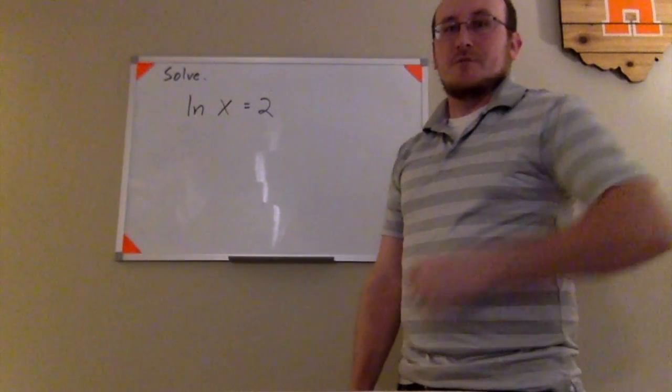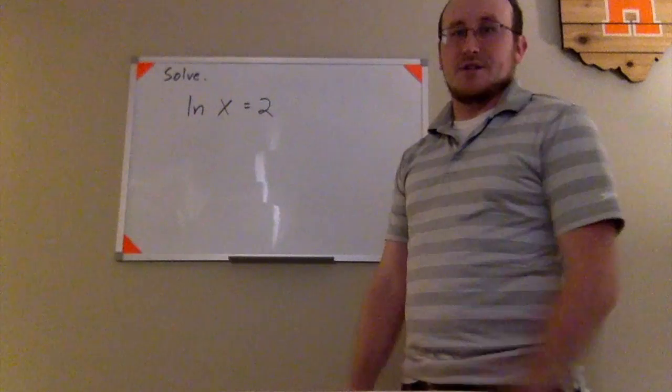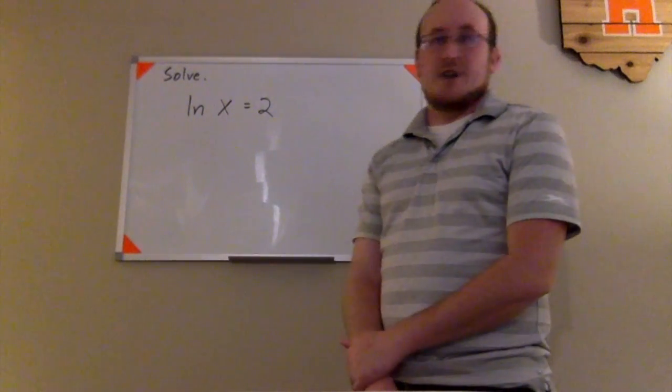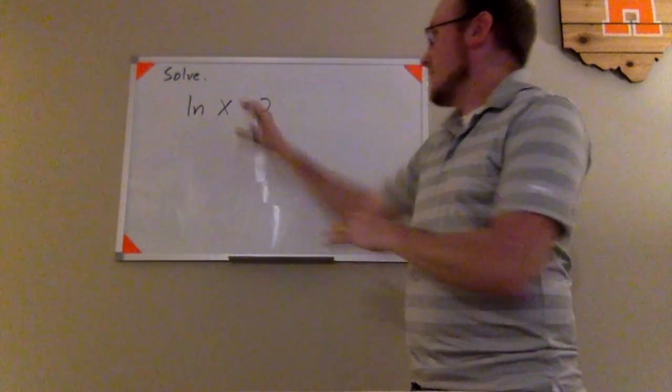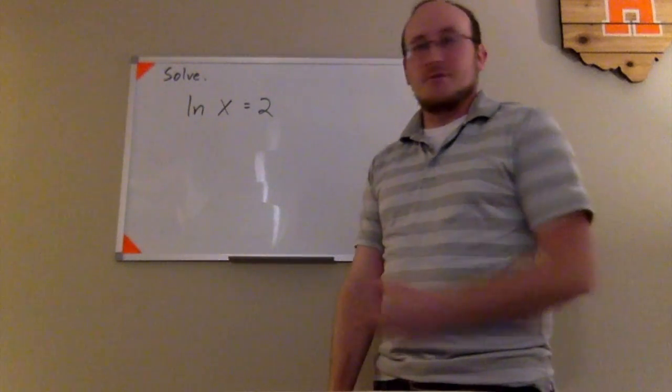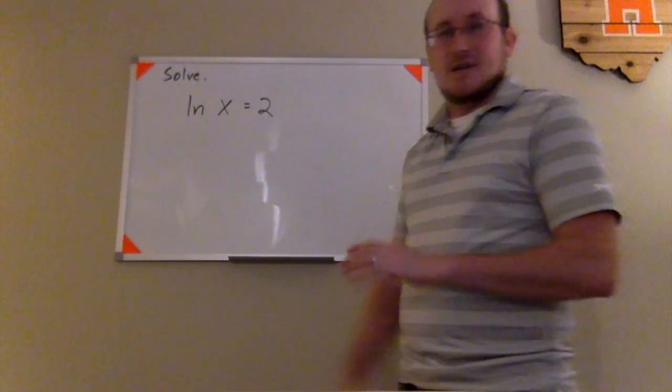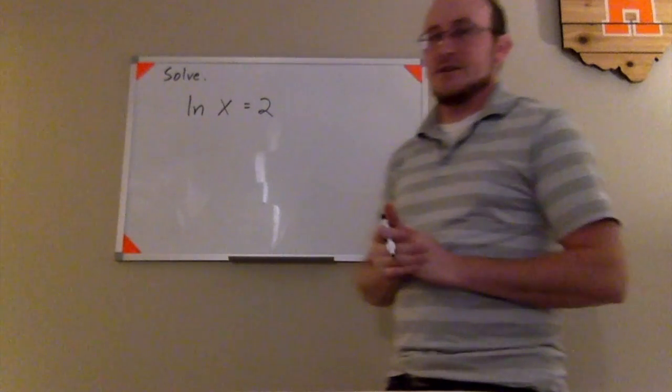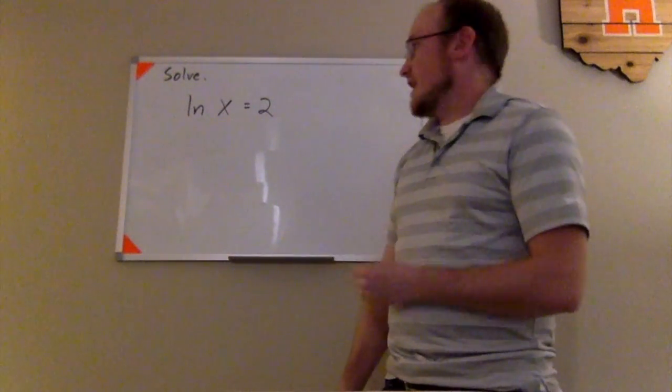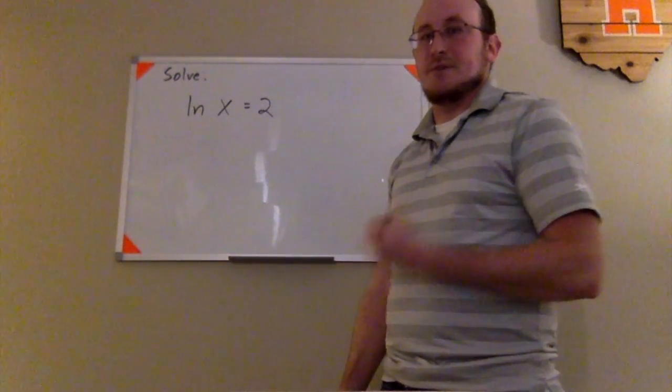Let's look at how to solve some natural logarithmic equations. Here we have the natural log of x is equal to 2. I notice I just have a single logarithm, and that single logarithm is isolated. It's the only thing contained on the left side of the equation. Since that's the case, I'm ready to go ahead and convert this to exponential form.